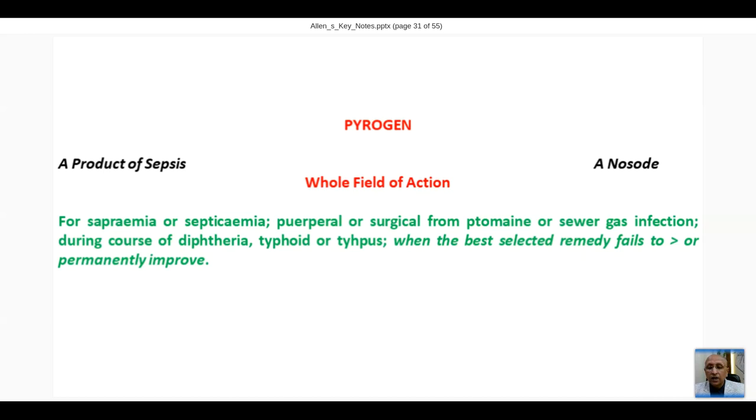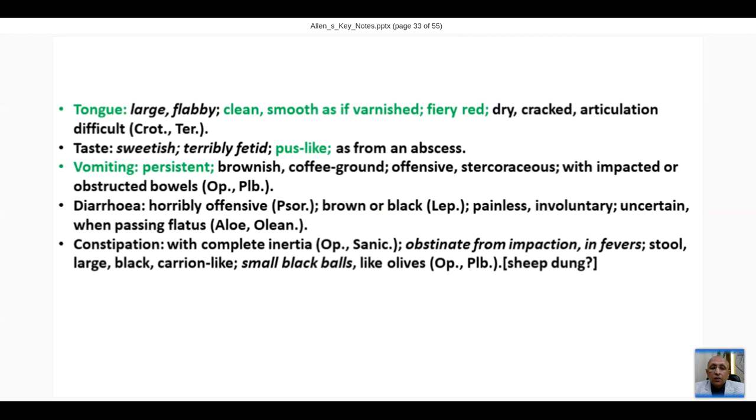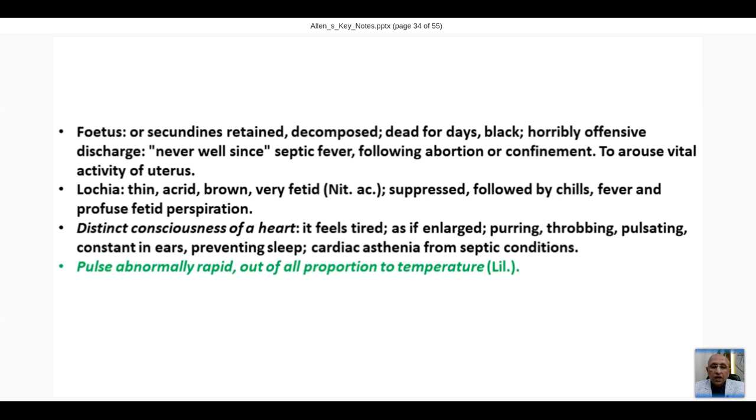This patient was in a septicemic state, comes to us with a fever since a long time and with a toxic look. The bed felt too hard to the patient. Then the tongue was clean, smooth as if varnished, fiery red. There was vomiting associated with it, the taste was putrid. And then there was a last feature which was very characteristic: the pulse was abnormally rapid, out of all proportion to the temperature.